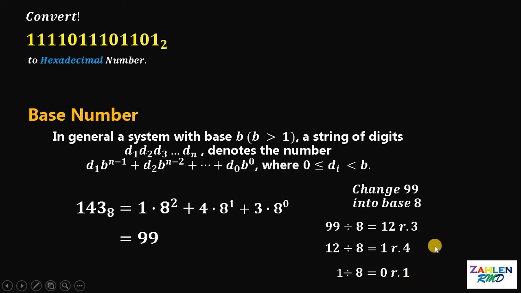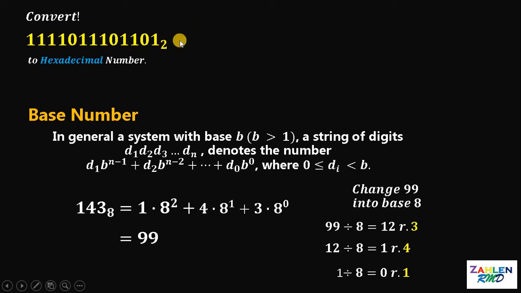Alright? So now, the question is, what is 99 in base 10 converted into base 8? And the answer is, we have 1, 4, 3, reading from the bottom number going up. So we have 1, 4, 3, base 8. Therefore, 99 in base 10 is equivalent to 143 in base 8.